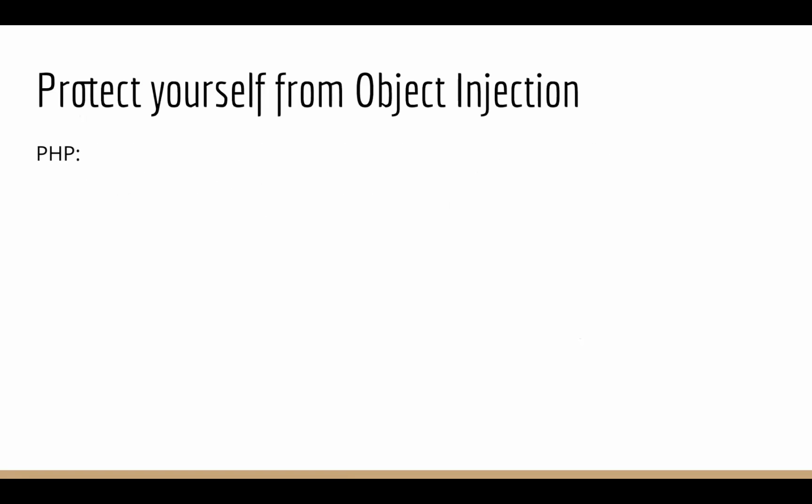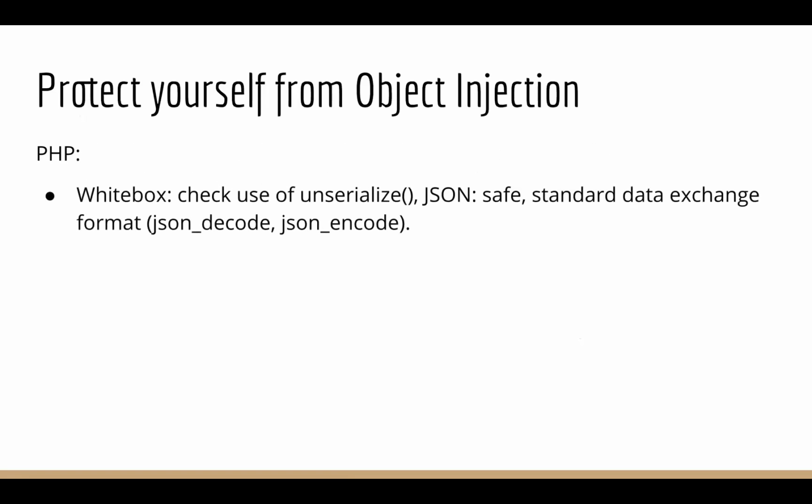So how do you protect yourself from object injection? We're going to talk about PHP since that's what I gave this workshop on. In PHP, in the white box scenario where you know the source code, you want to check the use of unserialize, and you may also want to use JSON instead of serializing strings, because JSON is considered a safe standard data exchange format. You can use json_decode and json_encode instead of unserialize and serialize.